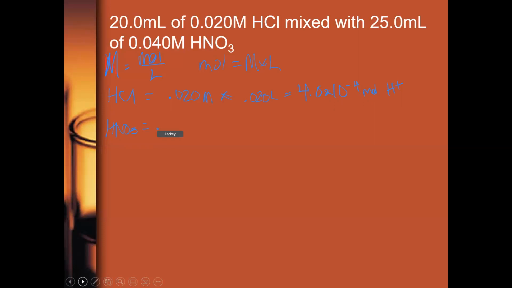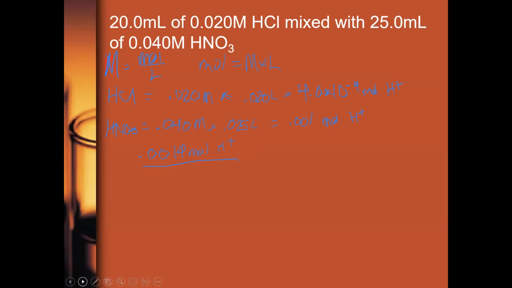We have 0.040 molar, and we have 25 milliliters, that's 0.025 liters. So we have 0.001 moles of the hydrogen ion. We said to find the concentration, we have to do the number of moles, so add them together, which is 0.0014 moles of hydrogen ions, divide by the total volume.